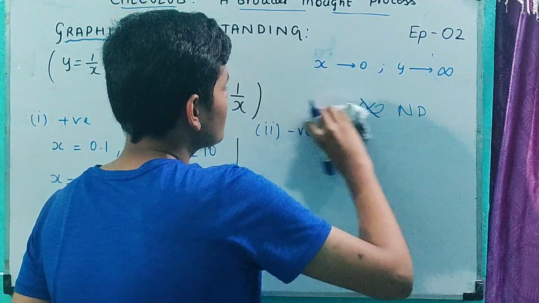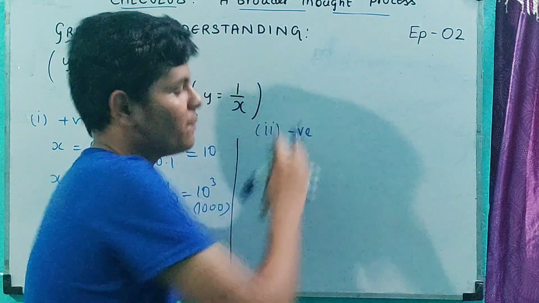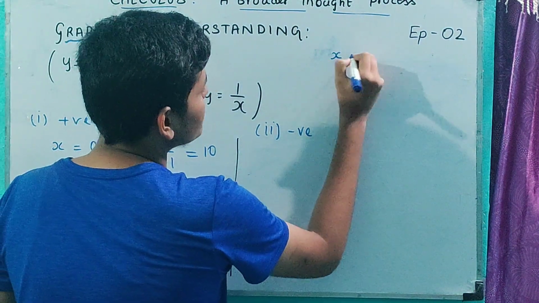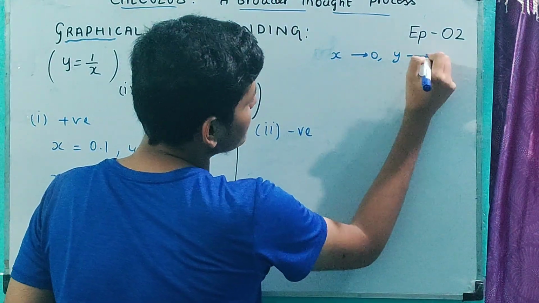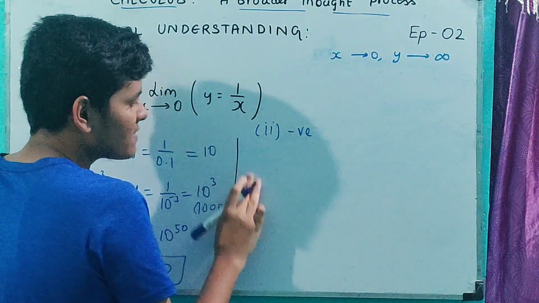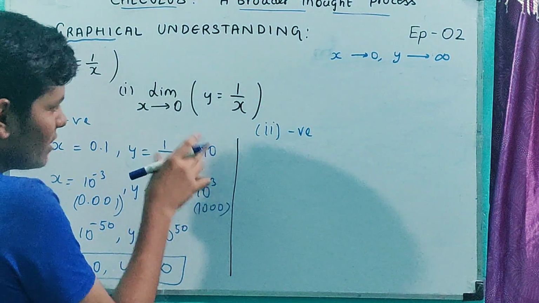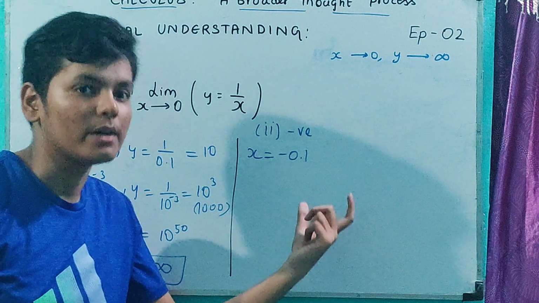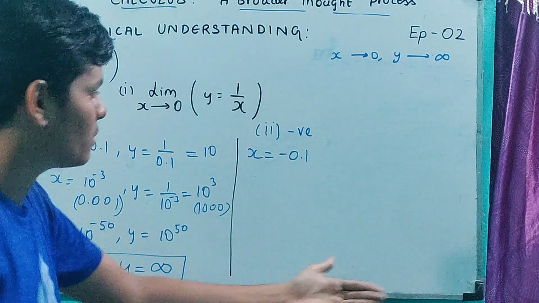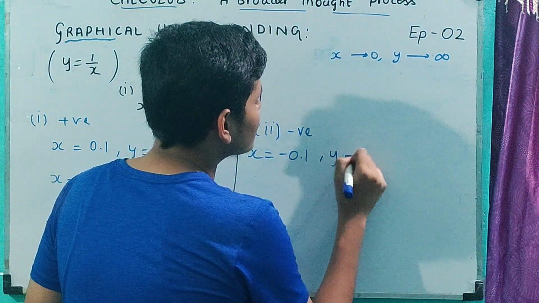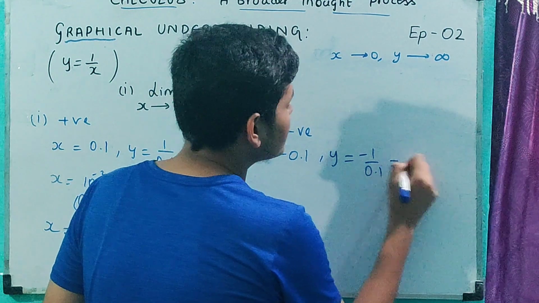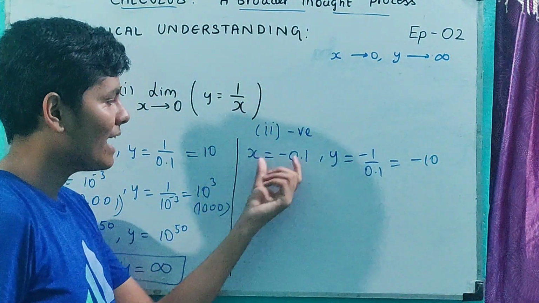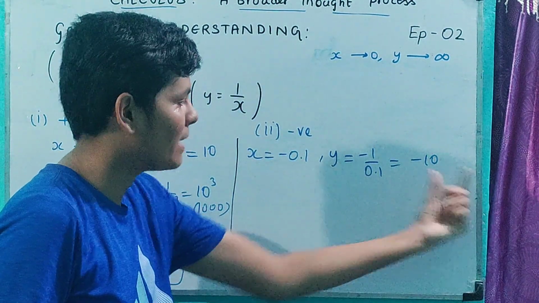Now we are going to approach 0 from the negative side. So when x approaches 0, y approaches infinity. From the negative side, this is the equation over here. If the value of x is minus 0.1, now this value is closer to 0, then the value of y is minus 1 by 0.1, that is equal to minus 10. So the value of x is minus 0.1, the value of y is minus 10.